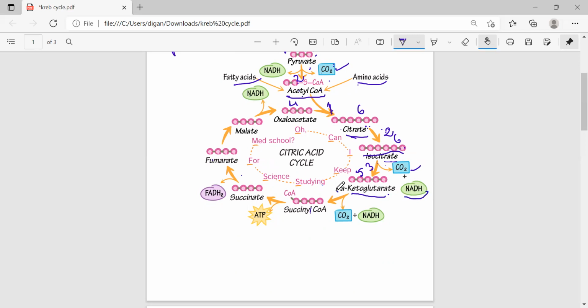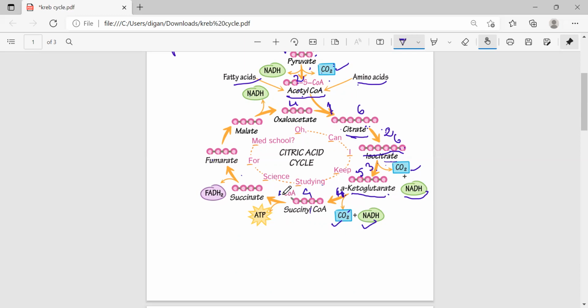Now comes the fourth step of this cycle. This step is similar to the third step. As in the third step, where the 6-carbon compound is oxidized, in the fourth step this 5-carbon compound is oxidized and a carbon is released in the form of carbon dioxide, and at the same time, NADH is also produced. As a result, this 5-carbon compound is converted into a 4-carbon compound called succinyl coenzyme A.